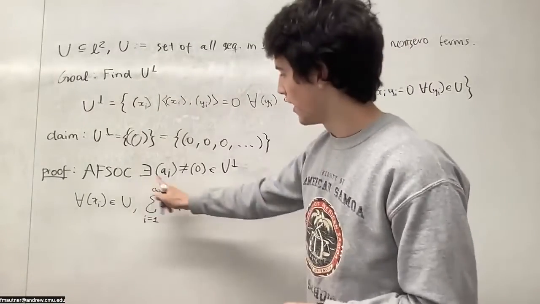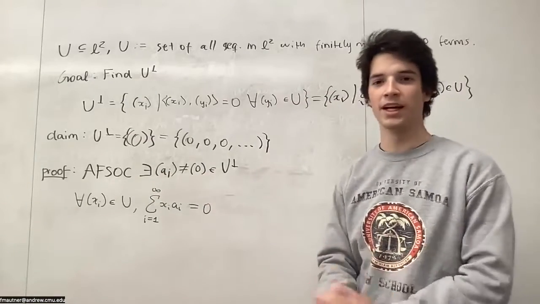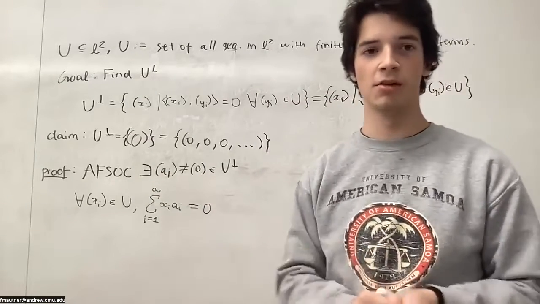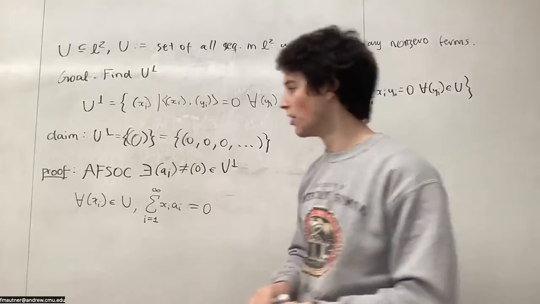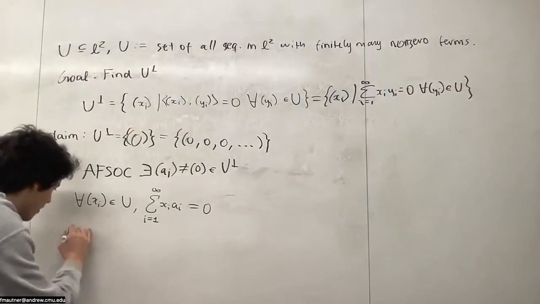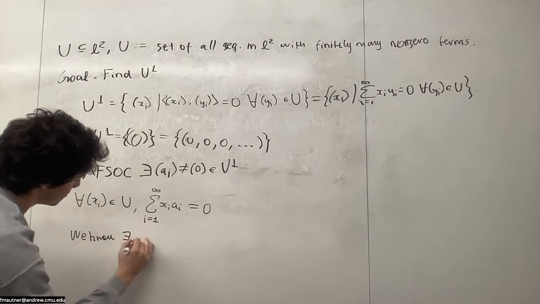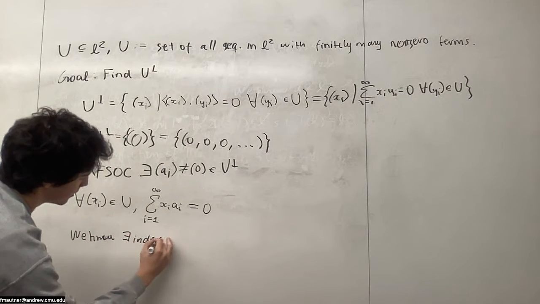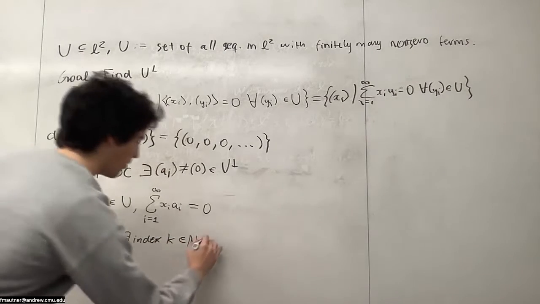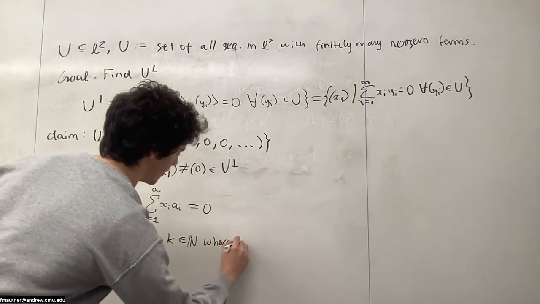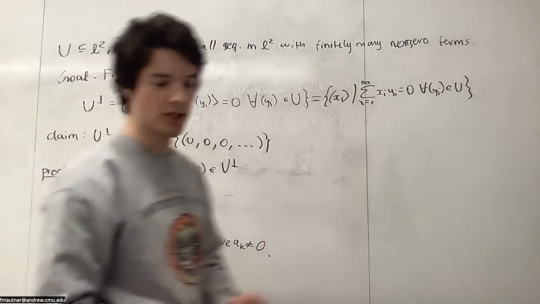So every single term, when we do that, we have to be 0. Now, a sub I is not the 0 vector, which means that in at least one index of A, or one term in the sequence, it'll not be 0. That's how we define it, right? That's our contradiction. So let's write that down. So we know that there exists some index, let's call it K, just in the naturals, where A sub K is not equal to 0. So that's the most general term.